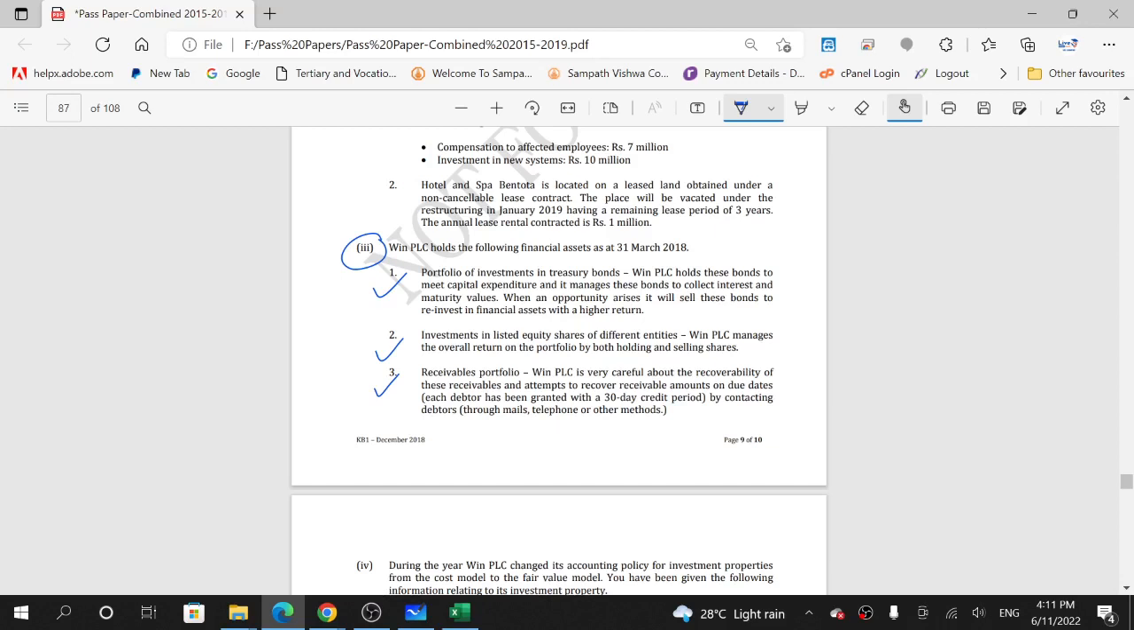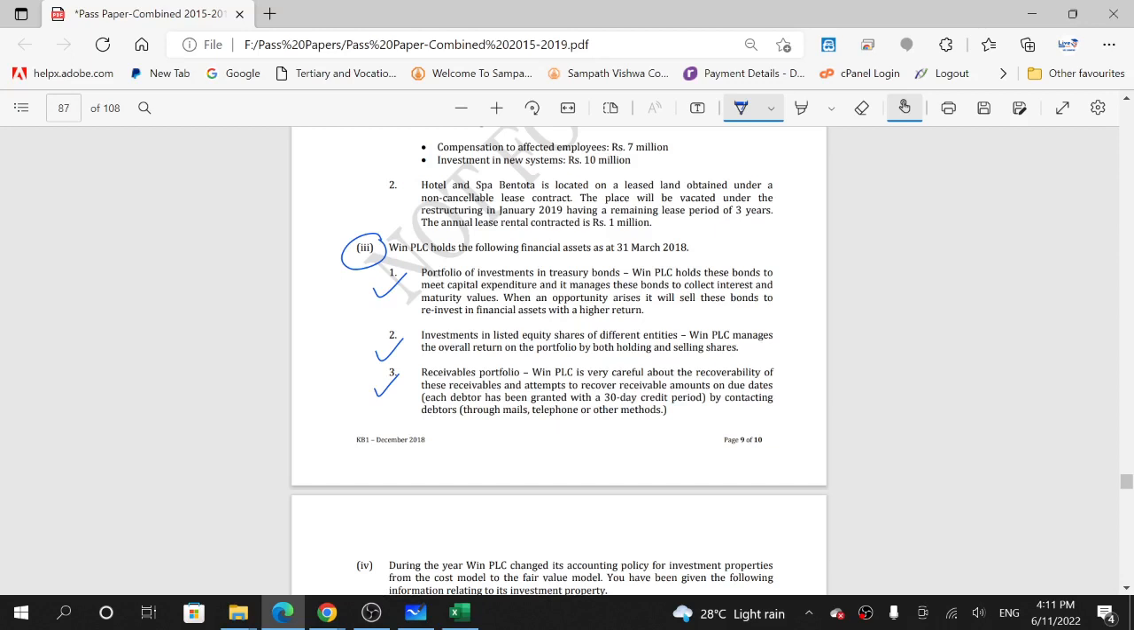Third one, receivable portfolio. Wind PLC is very careful about the recoverability of these receivables and attempts to recover recoverable amounts on the due dates by contacting debtors. This is receivables, right? They want to keep this until it becomes due, and they receive the contractual cash flows. So both tests are satisfied. Therefore, you can classify them under amortized cost.